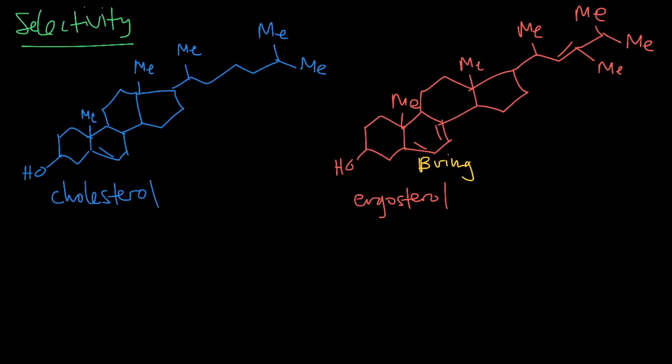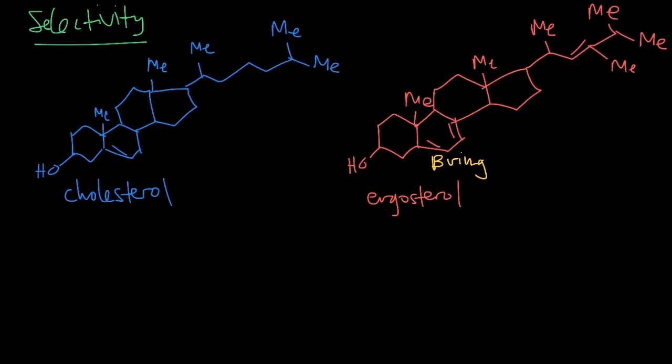So, how do antifungal drugs selectively target fungi? Because both humans and fungi are eukaryotic cells. So how do you target fungi over humans? One way is that they produce different steroids. Humans produce cholesterol, fungi produce ergosterol.